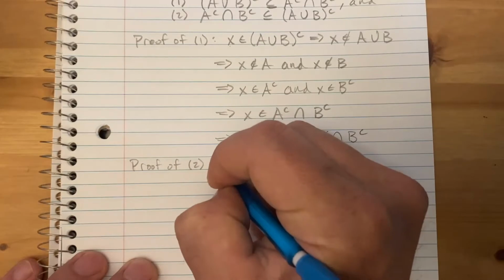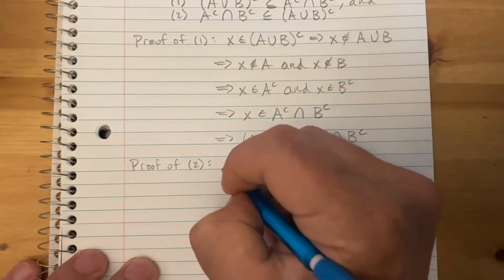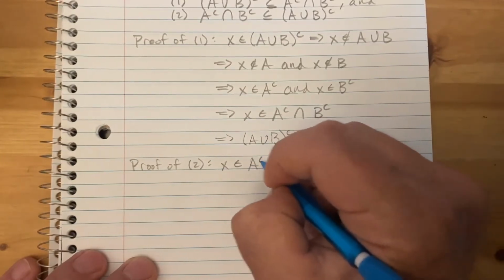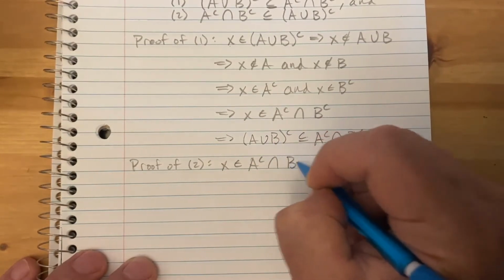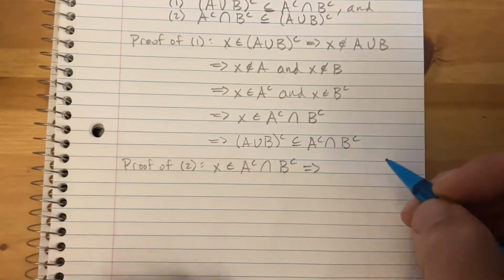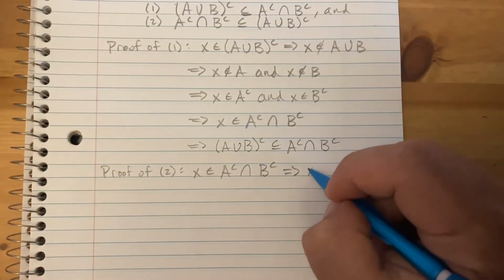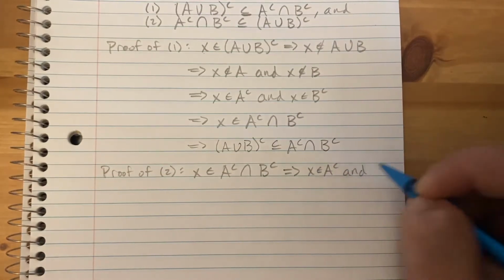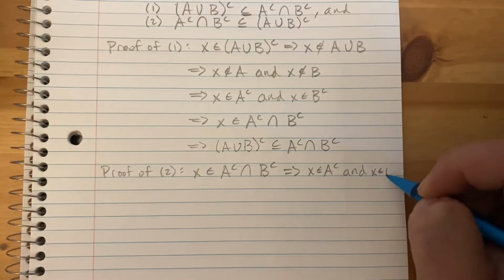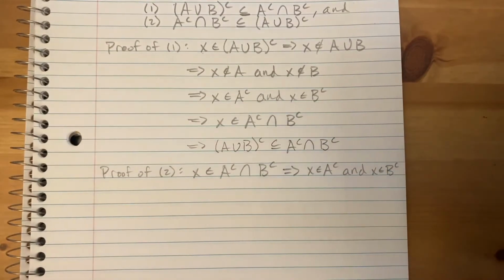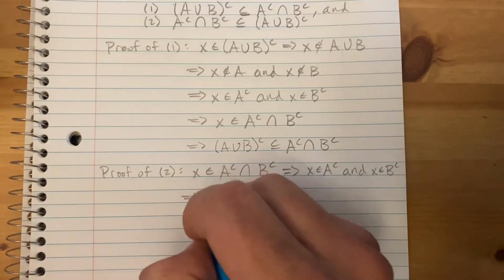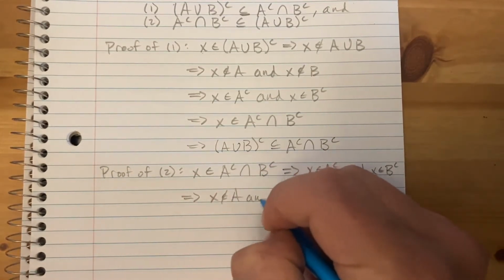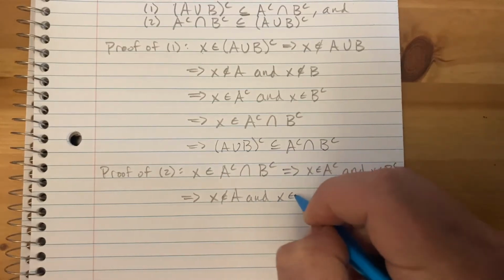So now we just need to prove the second part. If x is an element of A complement intersect B complement, then it has to be true that x is an element of A complement and is also an element of B complement. Now, if that's true, then x is not an element of A, and x is also not an element of B.